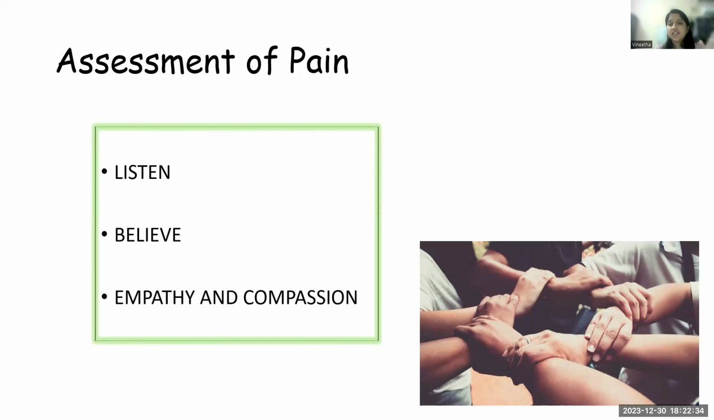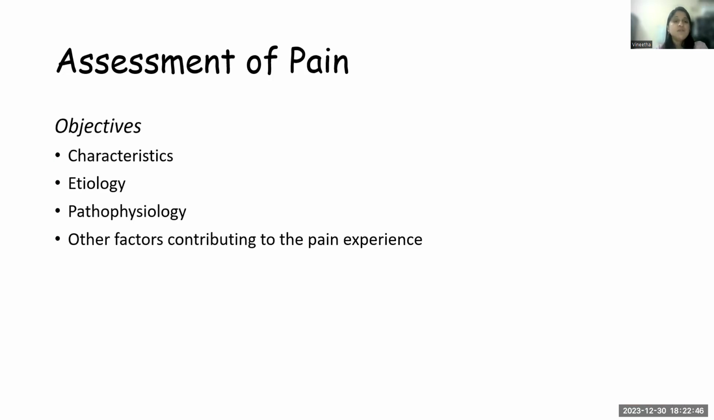Don't think the patient is just blabbering like that. We have to believe the patient and show empathy and compassion. The patient doesn't need our sympathy, but we have to show empathy and compassion. And what are the objectives of this pain assessment? We need to find the characteristics of pain. As I told before, we need to find whether it is nociceptive, neuropathic, a radiating pain or a focal pain.